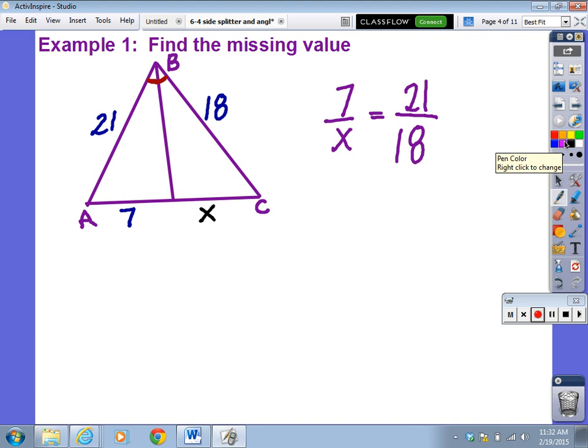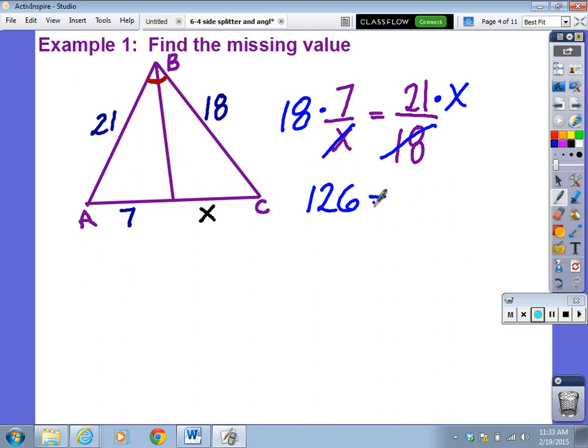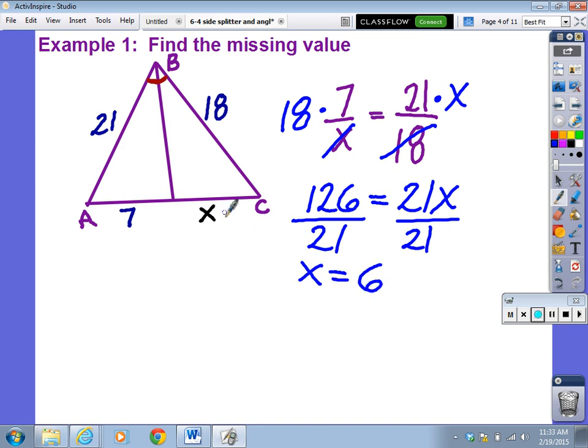We're going to cross multiply. So we're multiplying both sides by 18, but ultimately this one's going to divide out, so I'm not going to write it over there. We're going to multiply both sides by x, but once again, I'm not going to write it on this side because it will divide out. So let's do 18 times 7. What is 18 times 7? 126. So we have 126 is equal to x times 21, which is just 21x. How do we get x alone at this point? Divide by 21. So we'll divide both sides by 21, and we get x is equal to 6. So x is equal to 6.